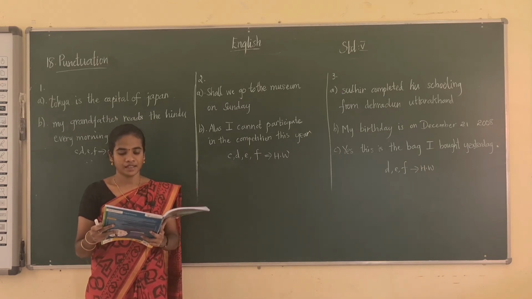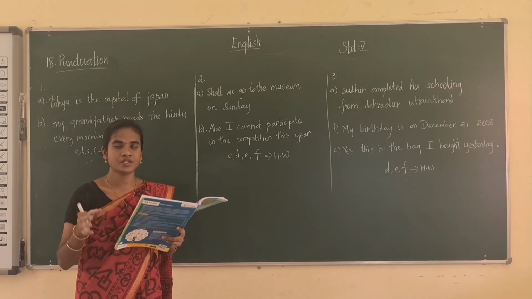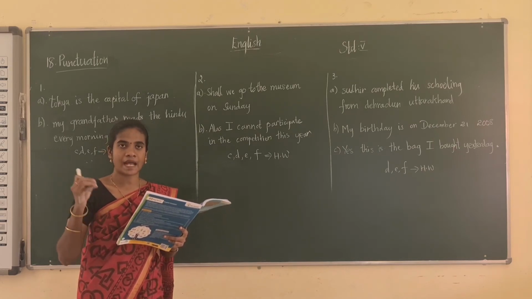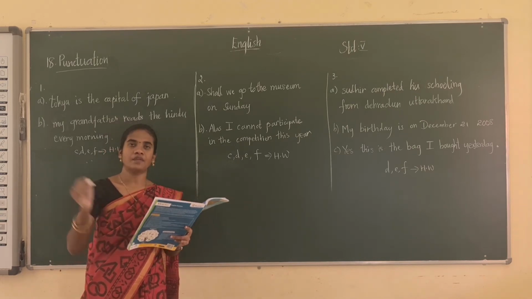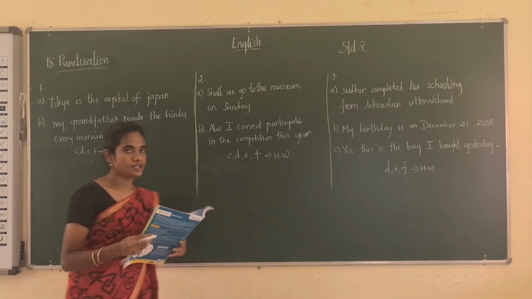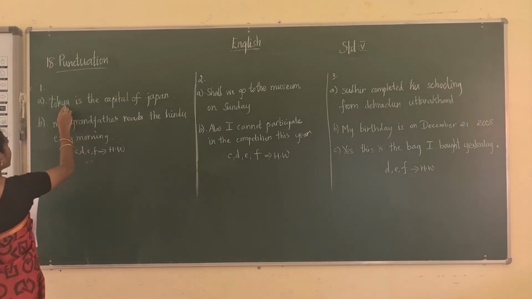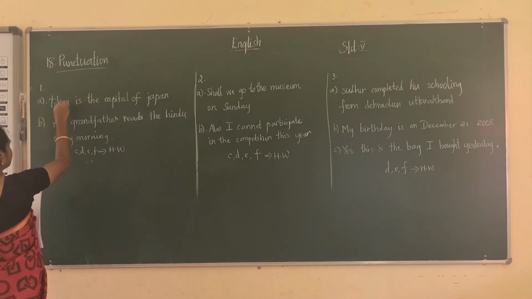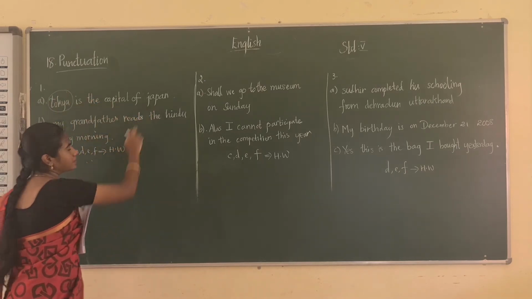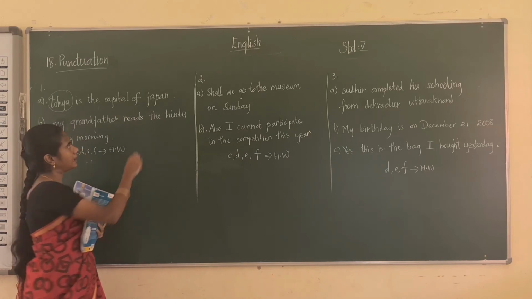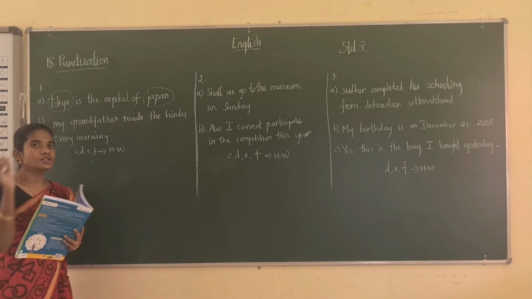Now students, see here: circle the words to be capitalized in the following sentences. So in the following sentences you have to circle the words in which we have to write a capital letter. Okay, now see here, Tokyo is the capital of Japan. So here Tokyo, you have to capitalize the letter T. So this should be capitalized. Japan also, you have to write in a capital letter only.